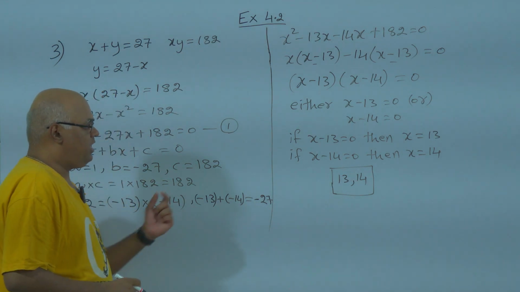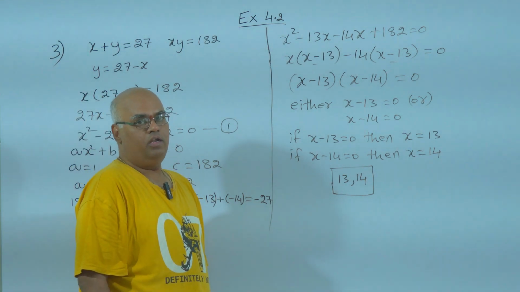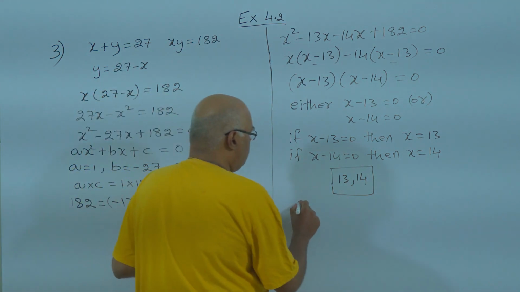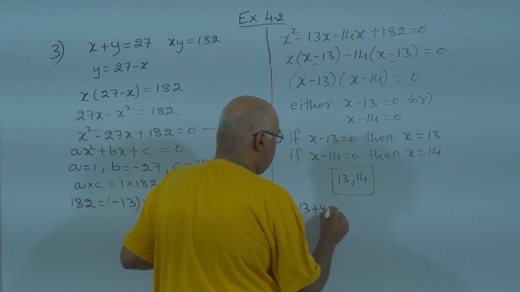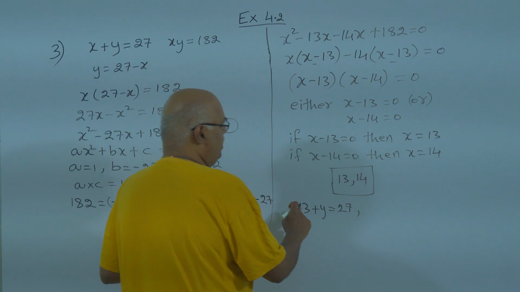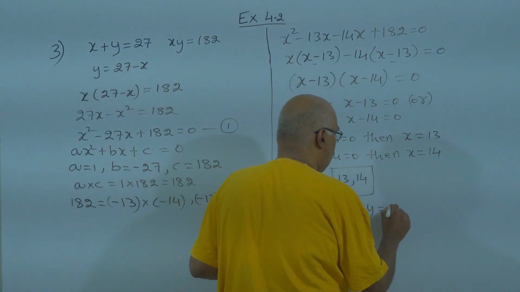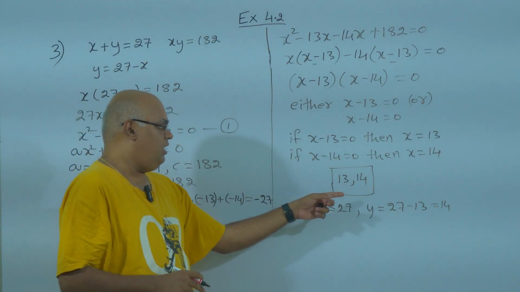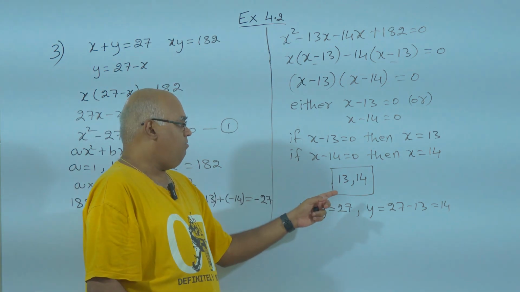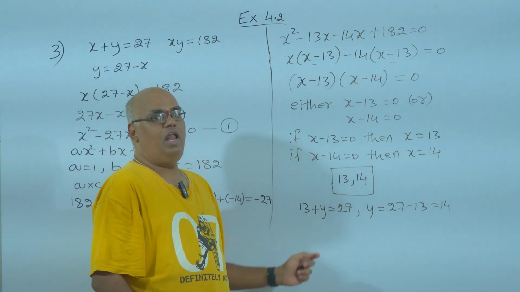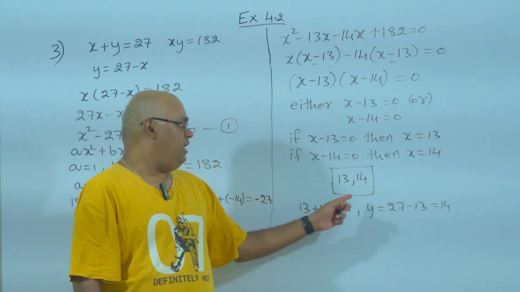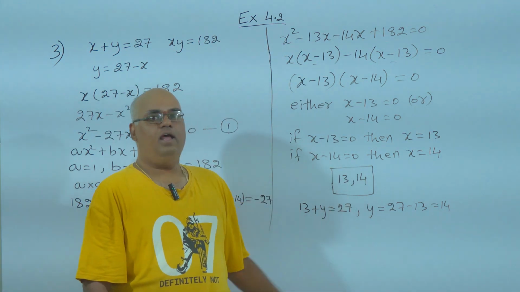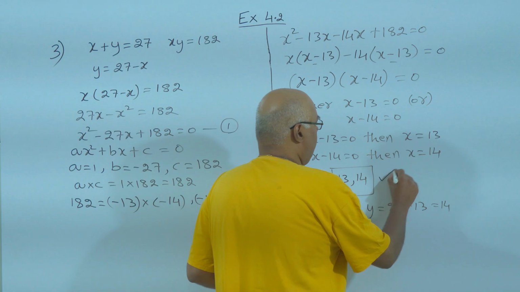So what does it mean? x can take values 13 or 14. So we have x plus y is equal to 27. So if x is 13, what will be the value of y? If x is 13, 13 plus y is equal to 27. So if I take this 13 to the other side, y is equal to 27 minus 13 is equal to 14. If the value of x is 13, then the value of y will be 14. In the same way, if the value of x is 14, then the value of y will be 13. So 13 and 14 are the two numbers. So the required two numbers are nothing but 13 and 14. So this is our required answer.